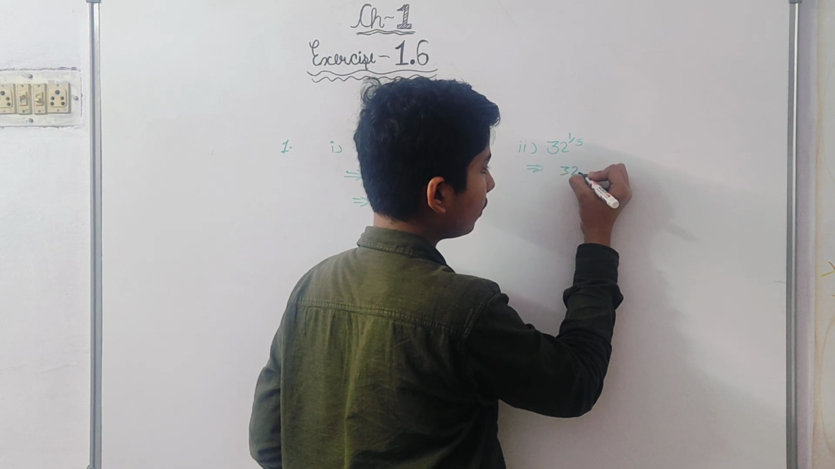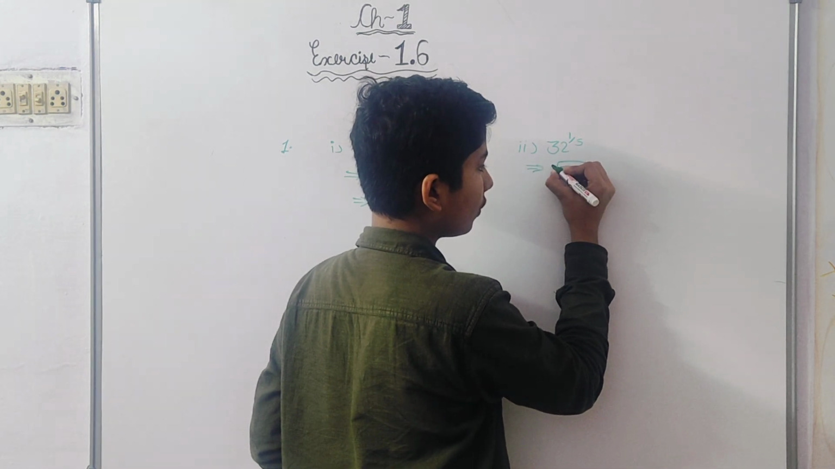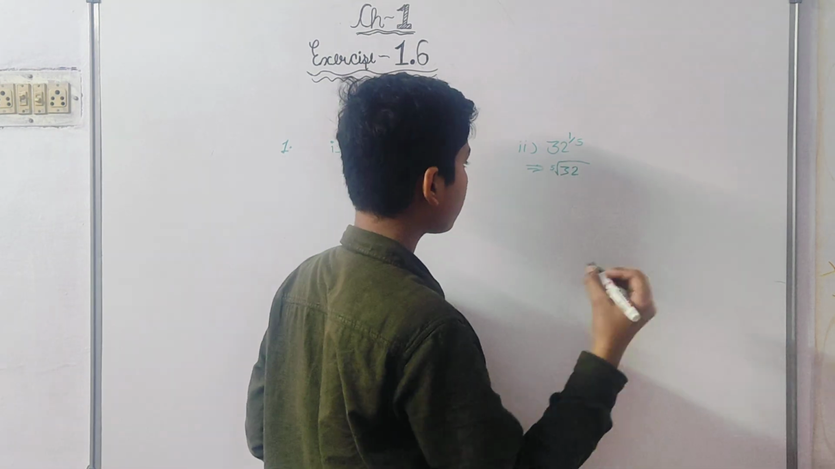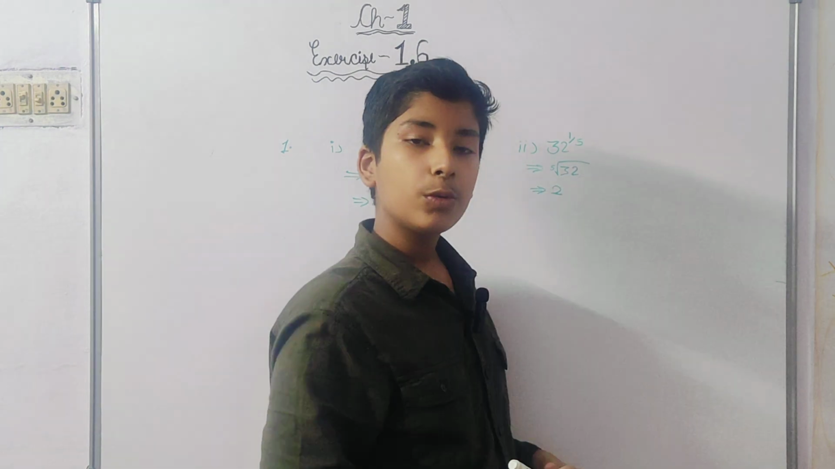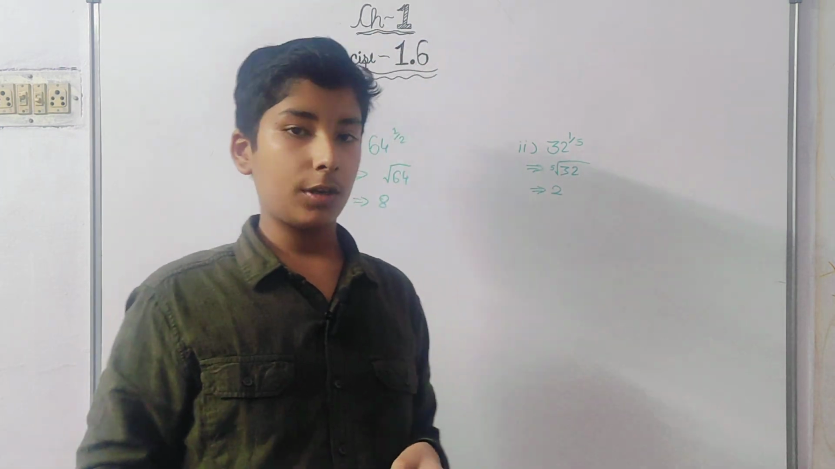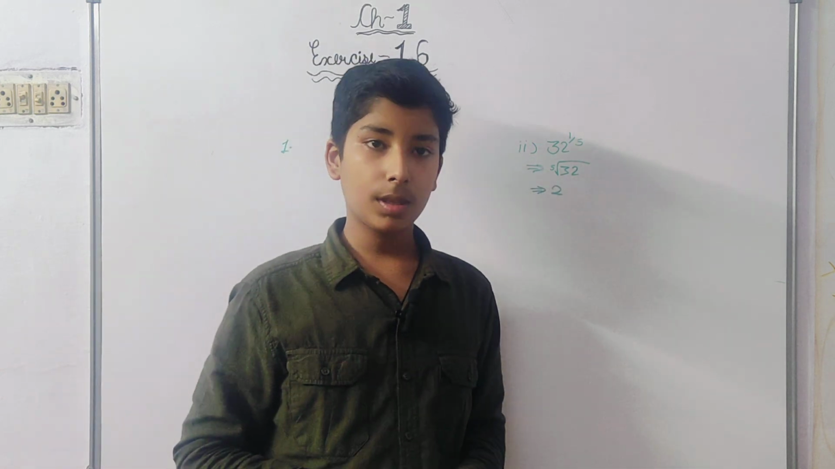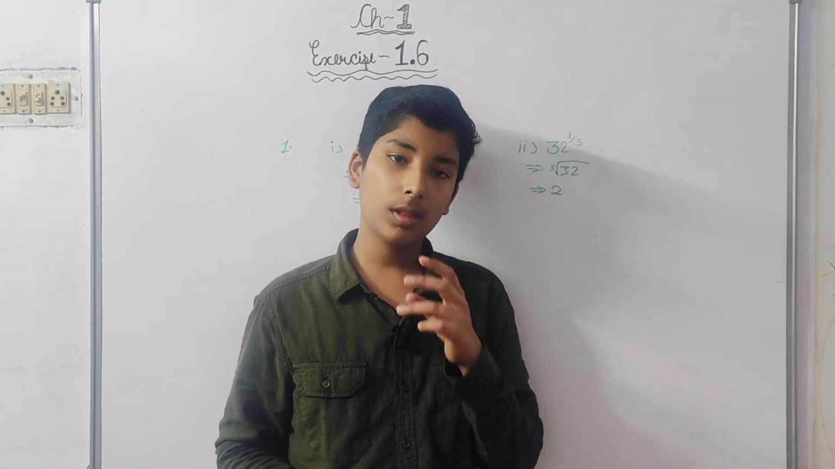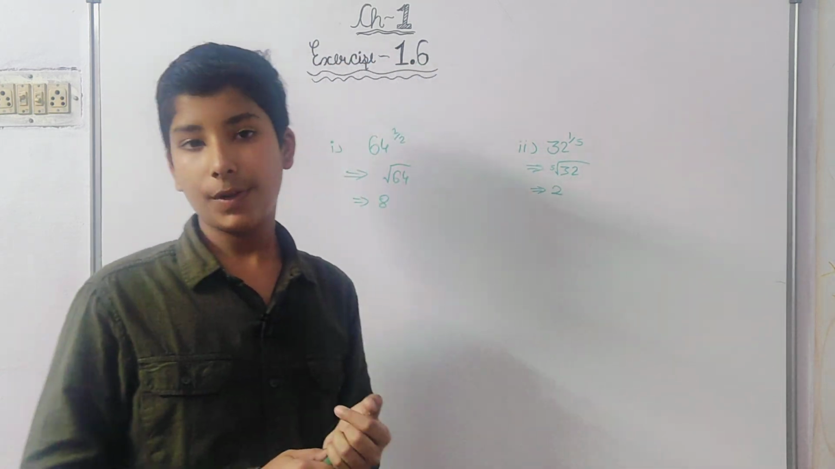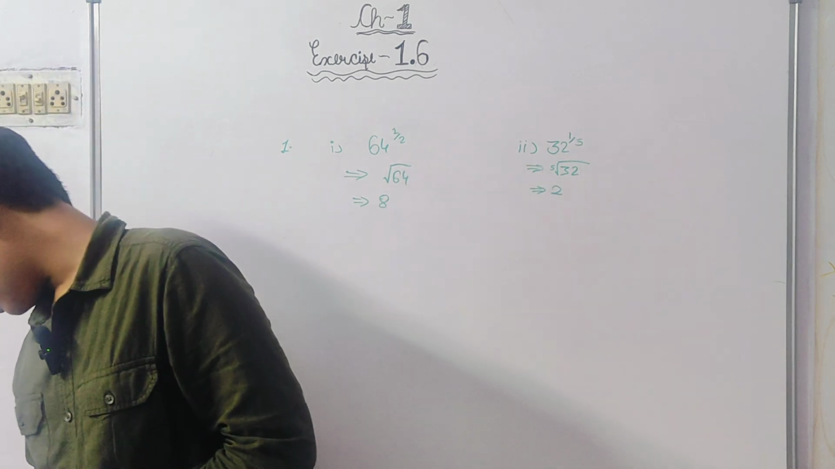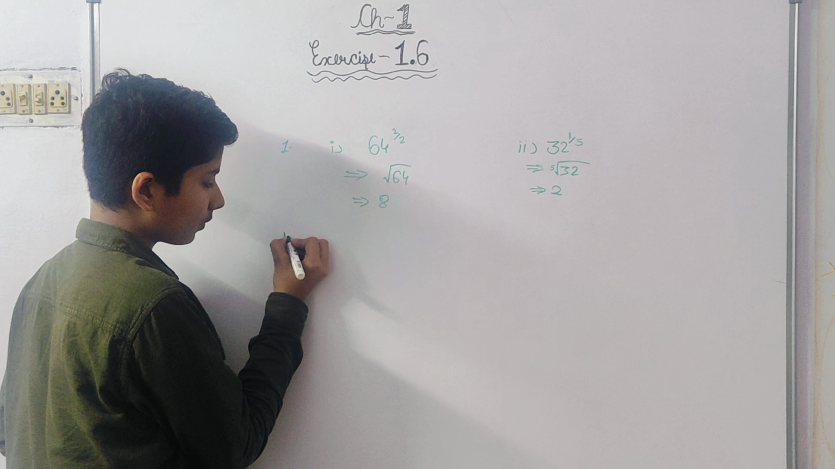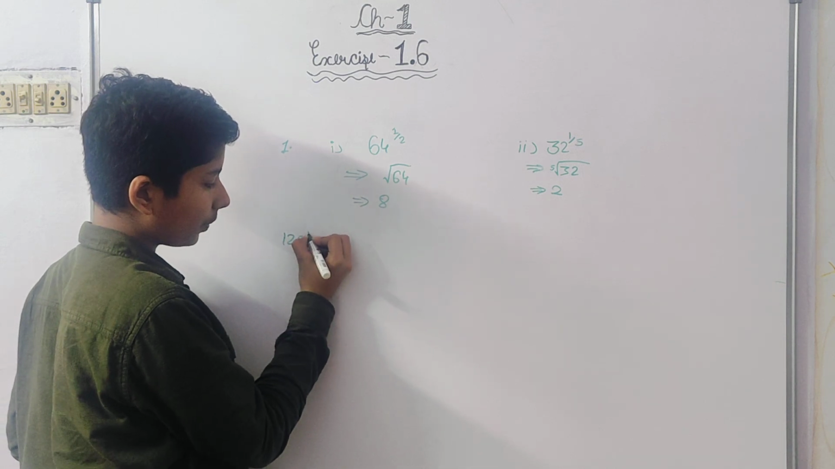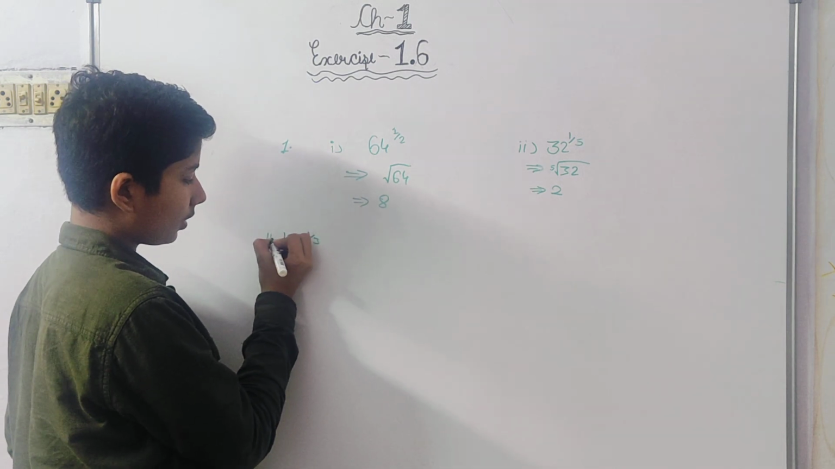It would be the fifth root of 32. We all know it will be 2, because 2 into 2 is 4, 4 into 2 is 8, 8 into 2 is 16 and 16 into 2 is 32, which is power 5. Now the next one is 125 to the power 1 by 3. This is the third subpart.